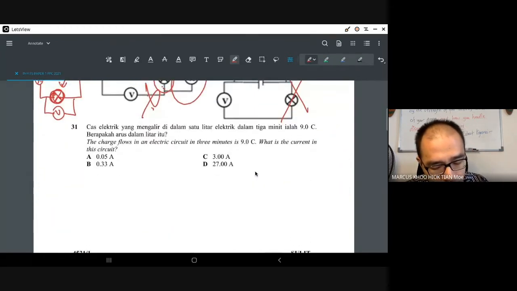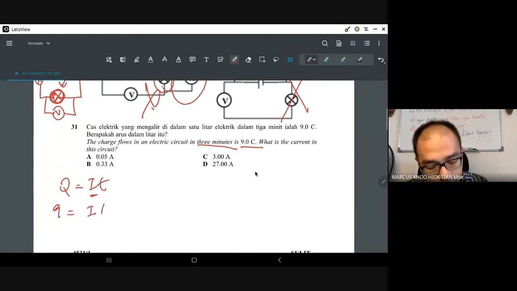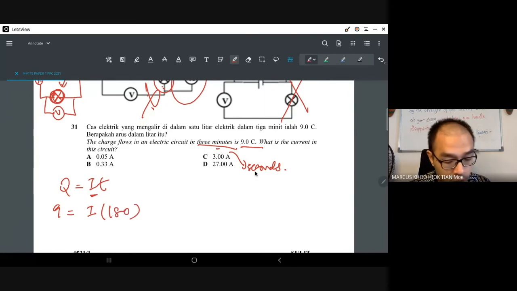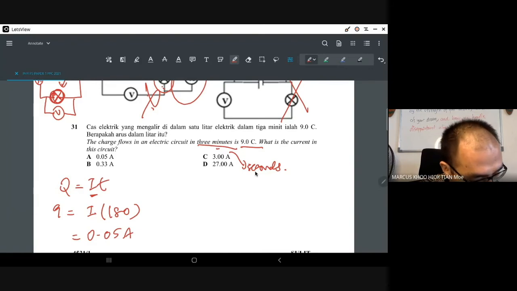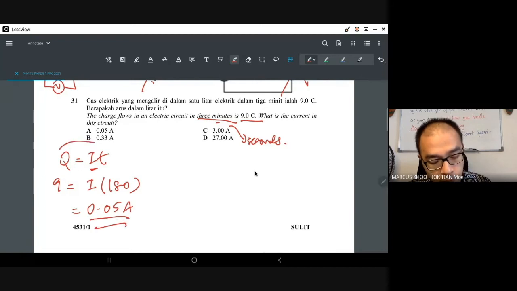Okay, charge flows in the electric circuit in 3 minutes is 9 coulomb. What is the current? Q equals to IT. So you want the current. The charge flow is 9, I is what you want to count. And then the time is 3 minutes, but you need to change it to seconds. So 3 minit diubah pergi seconds is 180. Hold on, 9 divided by 180. Yeah, 0.05 amps.